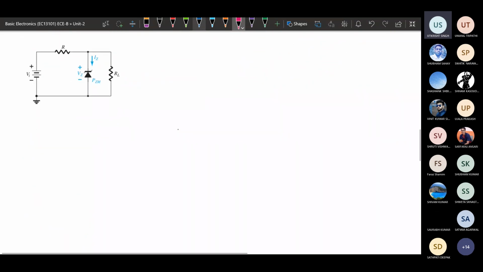This is the basic circuit diagram that works as a voltage regulator circuit. What we can analyze is, what we need to do is reverse bias this Zener diode, and also we should be applying input voltage, and that input voltage should be turning this on.